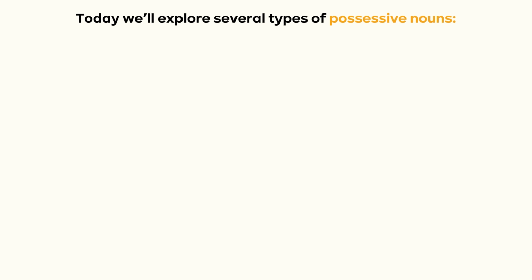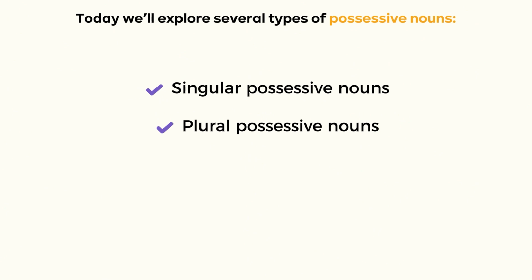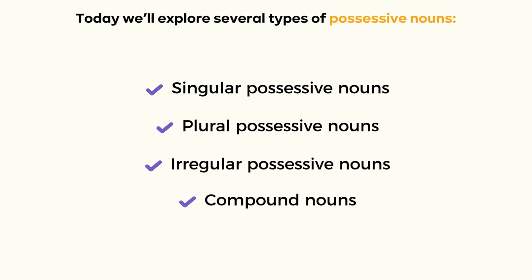Today we'll explore several types of possessive nouns. Singular possessive nouns, plural possessive nouns, irregular possessive nouns, compound nouns. Please note that nouns can be replaced by possessive pronouns. The link on the right corner will lead you to the possessive pronouns lesson.